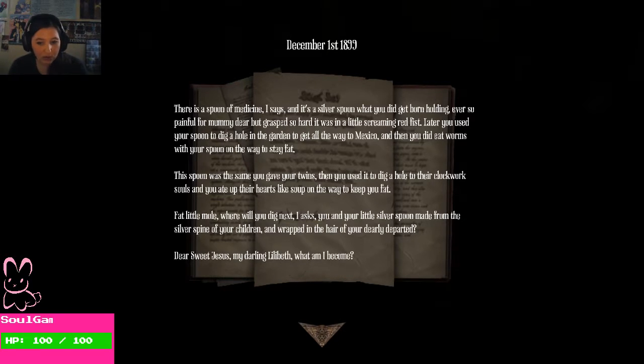Then you used it to dig a hole to their clockwork souls and ate up their hearts like soup on the way to keep you fat. Fat little mule. Where will you dig next? I asks. You and your silver little spoon, made from the silver spine of your children and wrapped in the hair of your dearly departed. Dear sweet Jesus, my darling Lilibeth, what have I become?